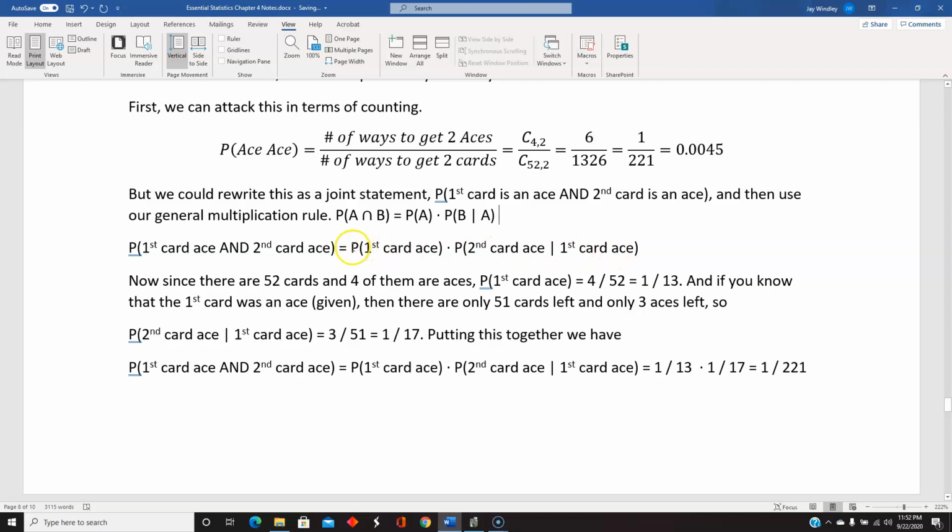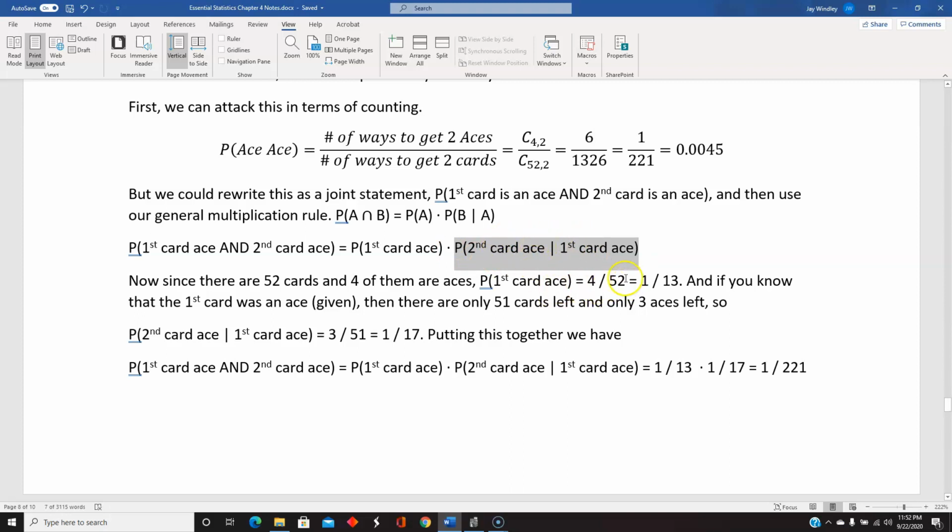Now, the first probability here is pretty straightforward because there's 52 cards in the deck and 4 of them are aces. So the probability that the first card is an ace is 4 out of 52. For the second probability, given that you know the first card is an ace, there's now only 3 aces left in the deck. And if an ace is gone, then there's only 51 cards left in the deck. So this probability is 3 out of 51.